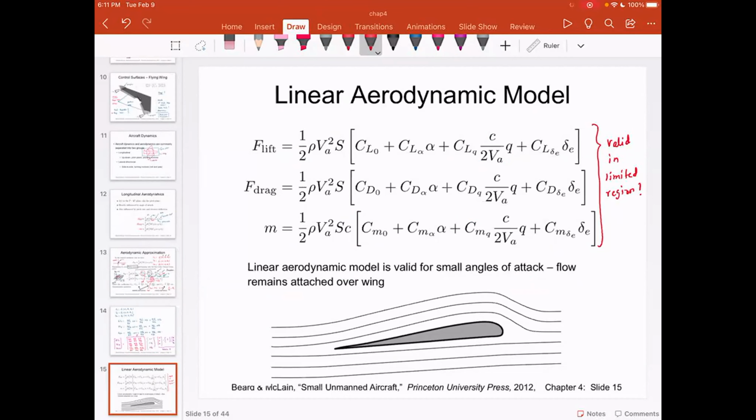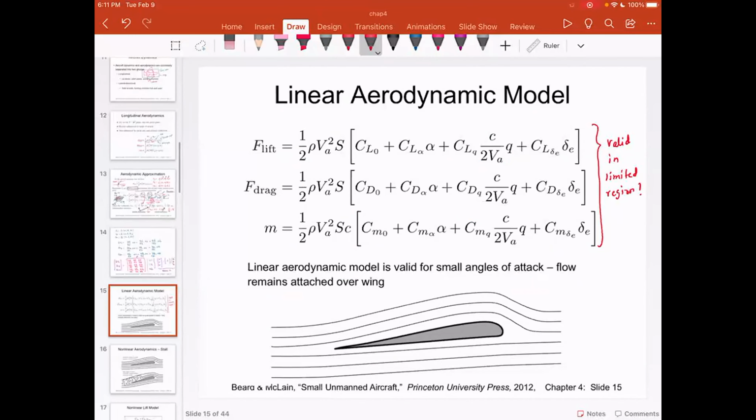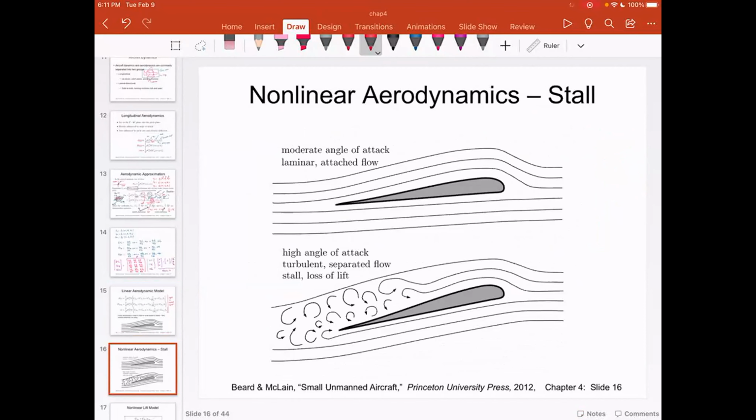However, there is something else that happens when you increase the angle of attack. Now, please understand, if you have a small moderate angle of attack, the flow remains attached. So as you can see here, the flow is laminar and flow is attached to the wing. This is the ideal situation. You want flow to be attached to the wing. Only then you can apply the Bernoulli's principle. You are going to get pressure differential that will generate the lift.